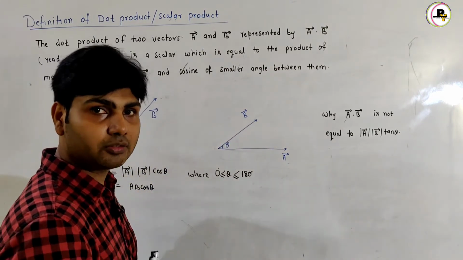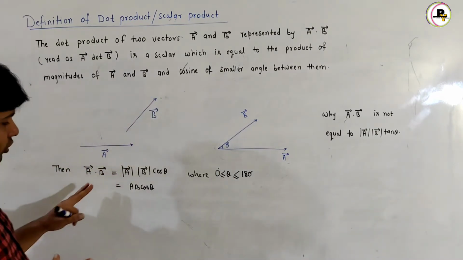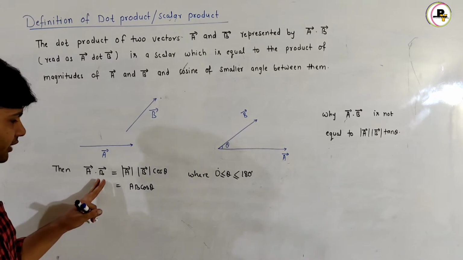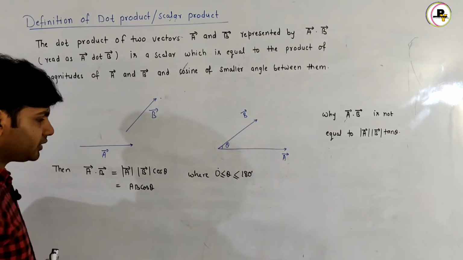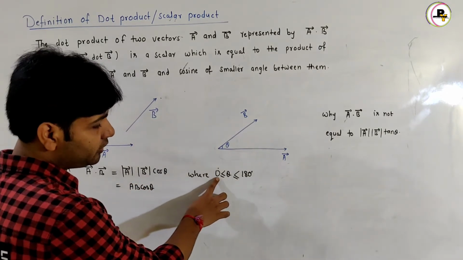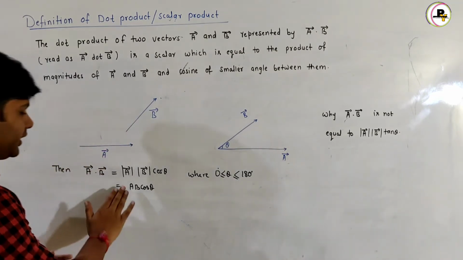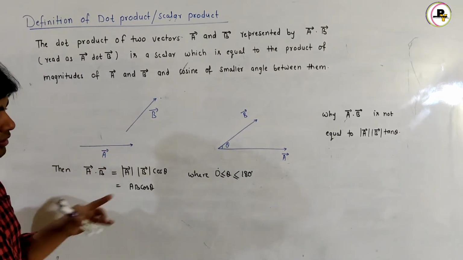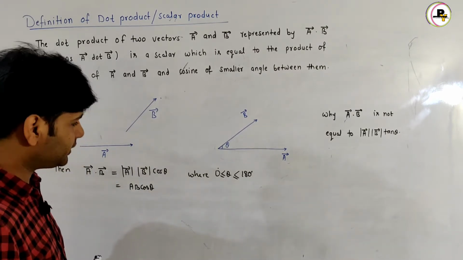these two vectors, which is the smaller angle, then vector A dot vector B, which is called the dot product of vector A and vector B, is equal to mod of vector A, mod of vector B, cos theta, where theta is greater than or equal to 0 and less than or equal to 180 degrees, or it can also be written as AB cos theta. Here A dot B is also called the scalar product.